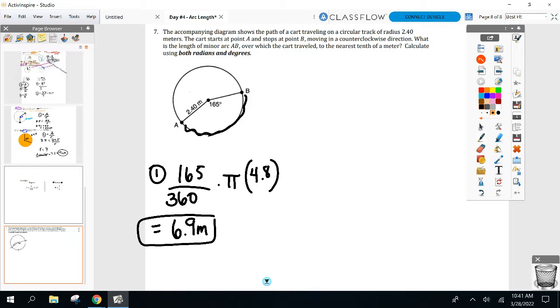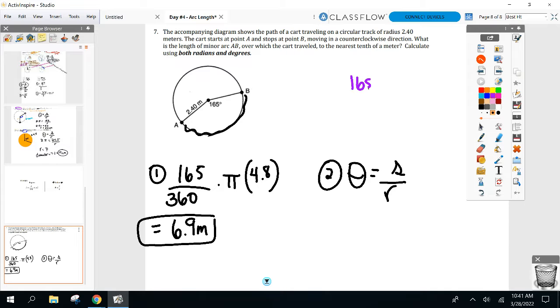So that's using degrees. Now I'm going to force you to do it in radians, which is to use the formula from today: theta equals S over R. Can I just plop in 165 for theta? No. What am I going to have to do? Off to the side, take 165 degrees and convert it into radians.